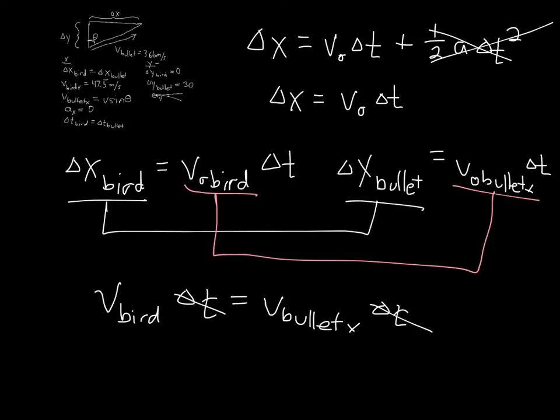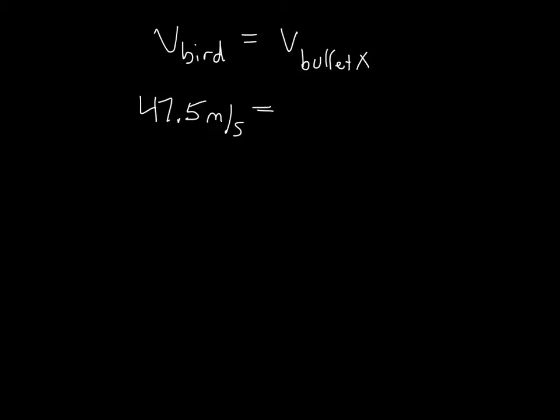Okay. So we know the bird is equal to v bullet in the x. What was v bird? 47.5 meters per second. What was v bullet in the x direction? 366 sine theta. 366 times sine of theta.